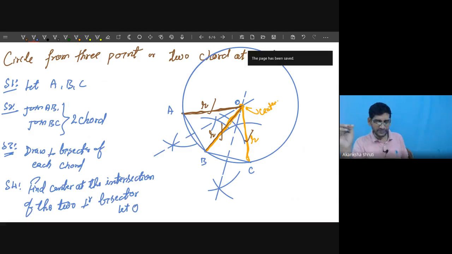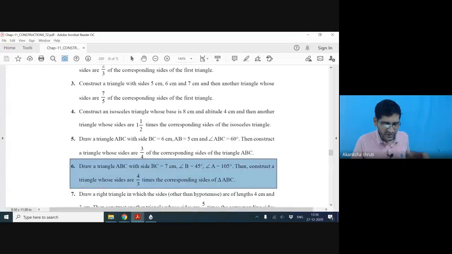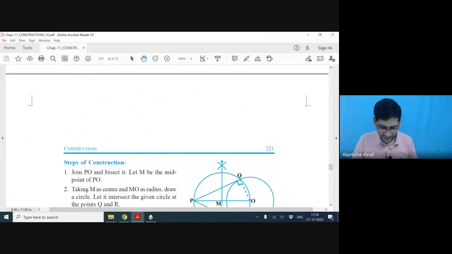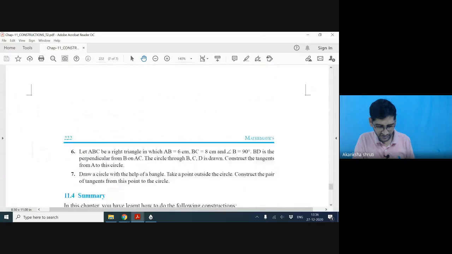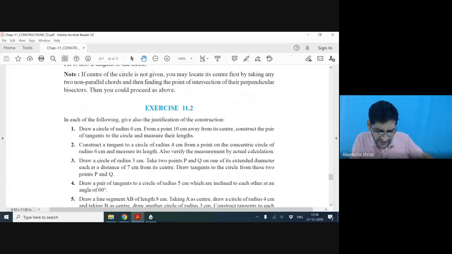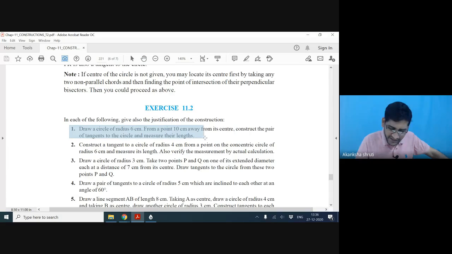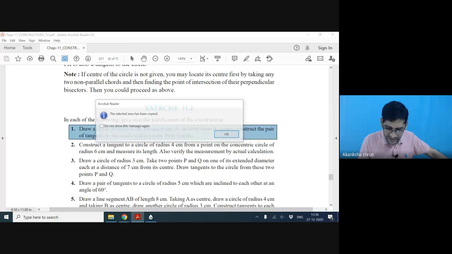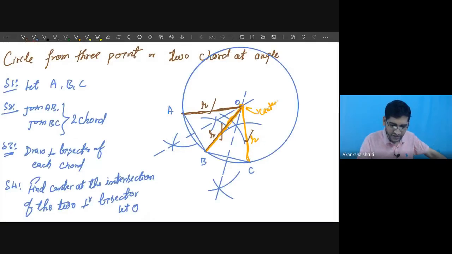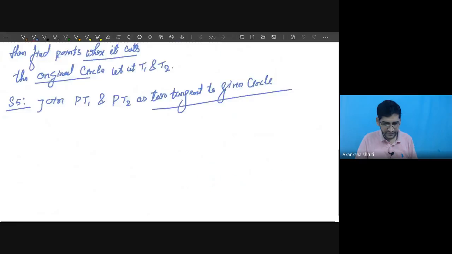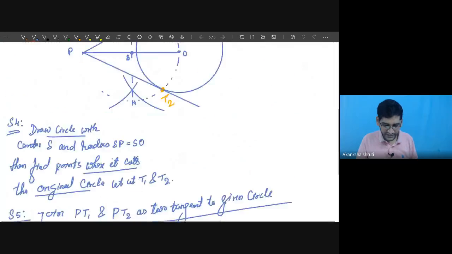Yes, student, any doubt, then please ask. No doubt, then we shall quickly see the questions of the exercise. Draw a circle of radius 6 centimeter from the point 10 centimeter away from its center. Student, are you getting it? The same thing I was speaking. Even from the center, this 10 centimeter is given. So in our earlier question, where we were adding the distance from the boundary to get the center, that part is not required. It is exactly the same as this.